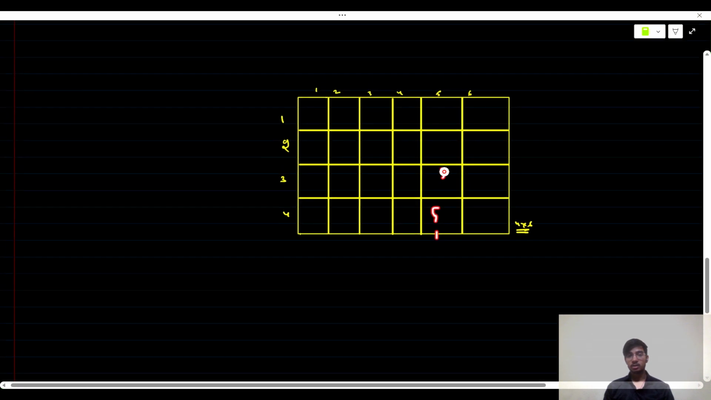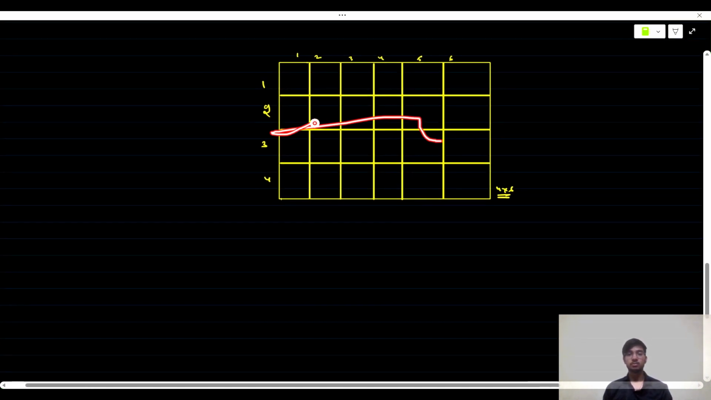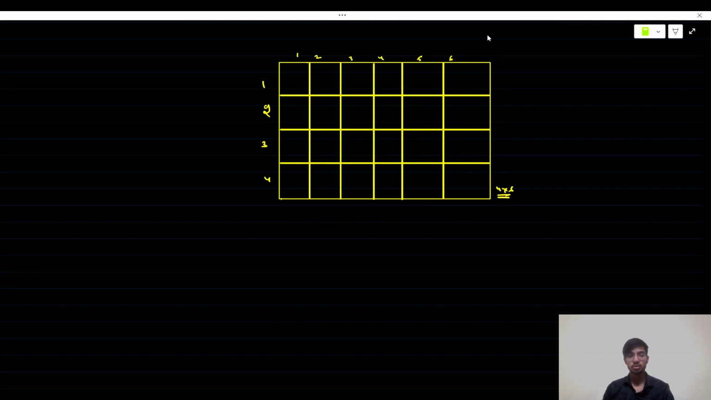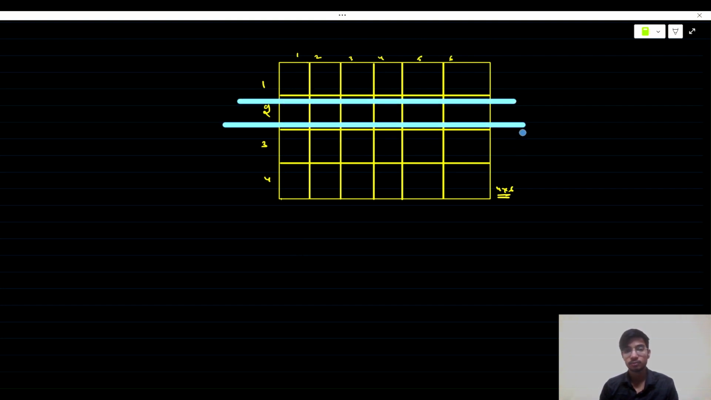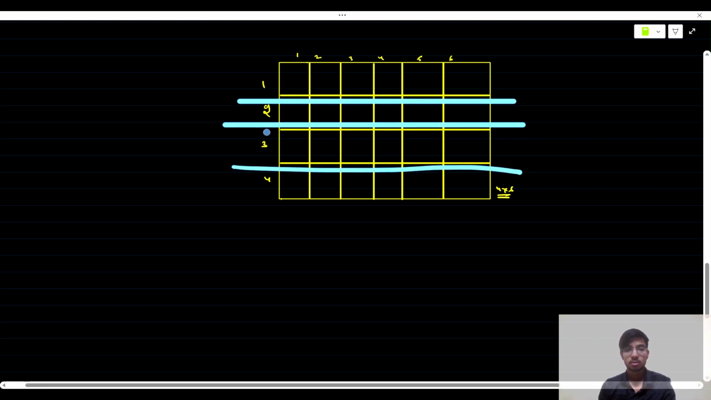Now let's think about what moves you could do. You could do a horizontal cut or a vertical cut, right? These are the two moves that you could do. So let's try that. You could do a horizontal cut like that, one of the possible ones, this one, and this one.